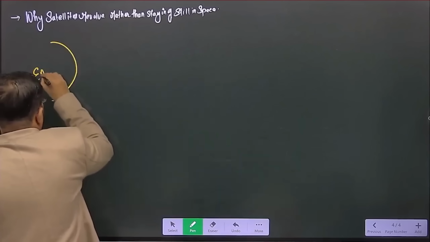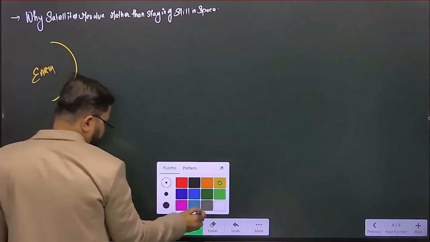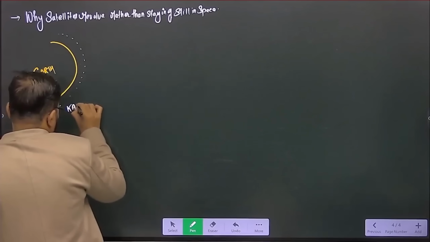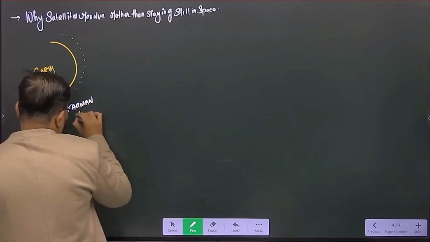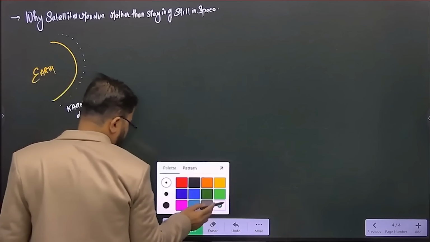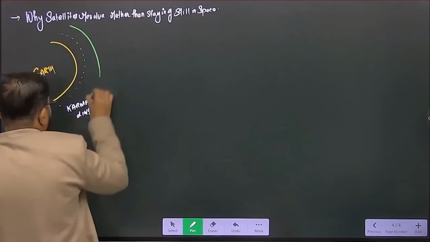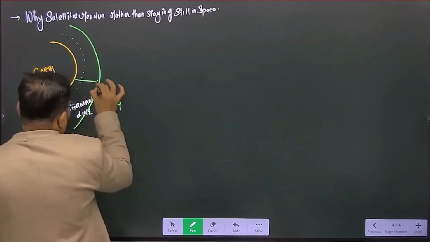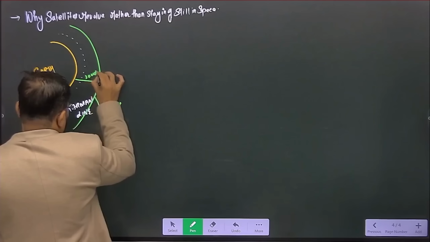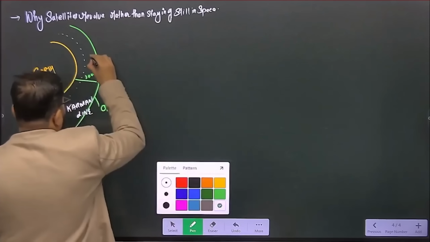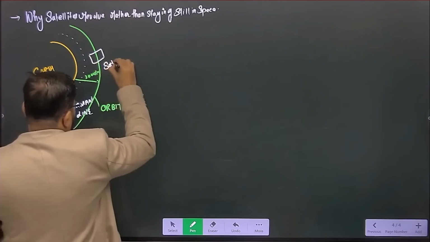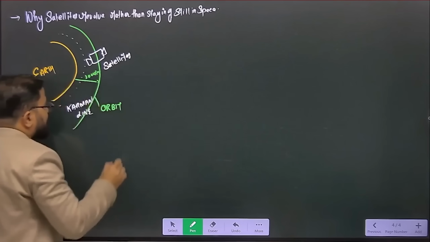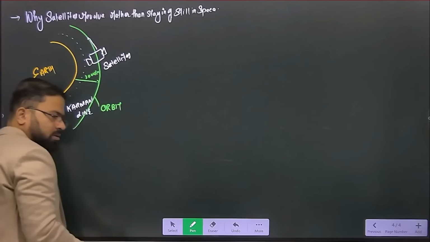This is the Earth, and this is the Karman line. Suppose this is the selected orbit, which we have chosen around 1,000 km from the Earth's surface. This is the satellite that is being parked. Just after parking the satellite, it will start orbiting in this particular orbit.